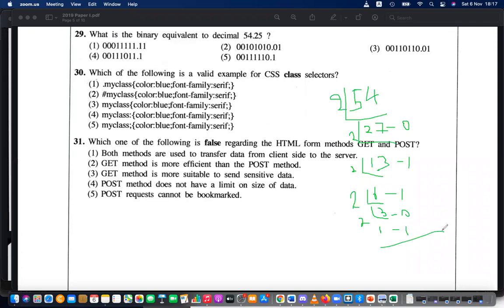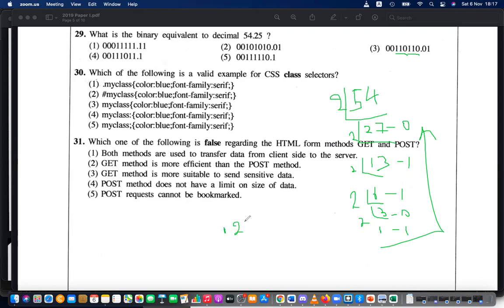So altogether, you can say the integer part is 110110. That is the integer part, 110110. And then the fractional part, 0.25. Actually, you don't write the 0. Instead of writing 0, you write .25, right?